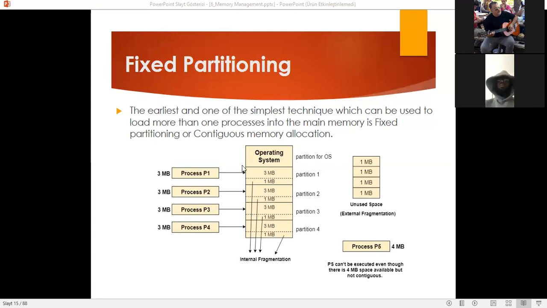So fixed partitioning means in the beginning, it can make different sizes of partitions, but before processes are loaded to the RAM or main memory, we are arranging some fixed partitions. So what does it mean? When we arrange fixed partitions, for example, here 3 megabytes, 1 megabyte of space is empty because 4 megabytes of space is arranged.